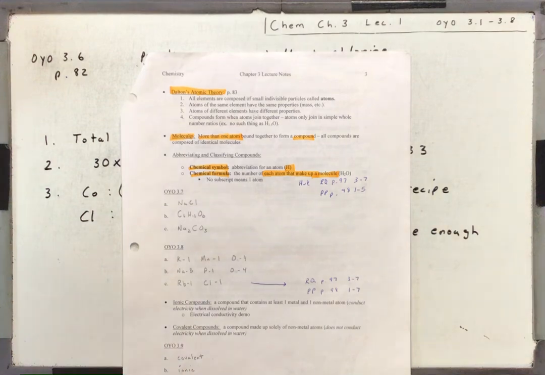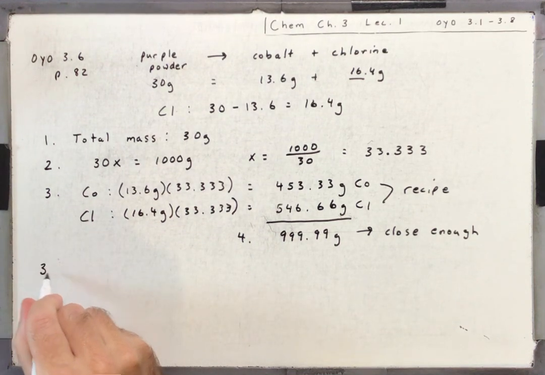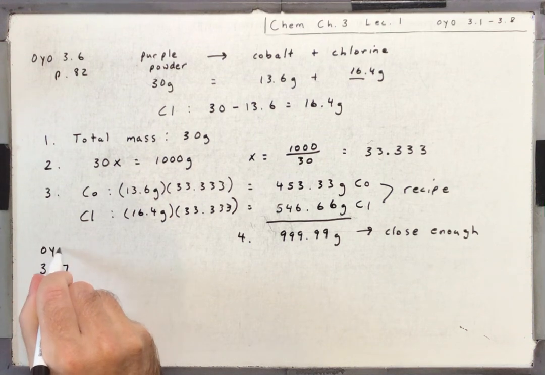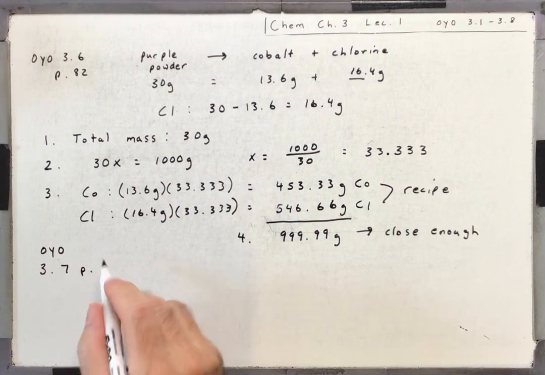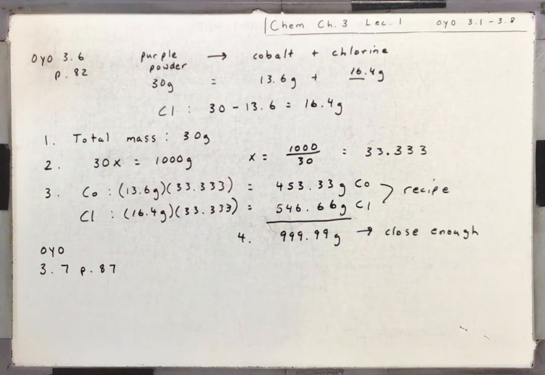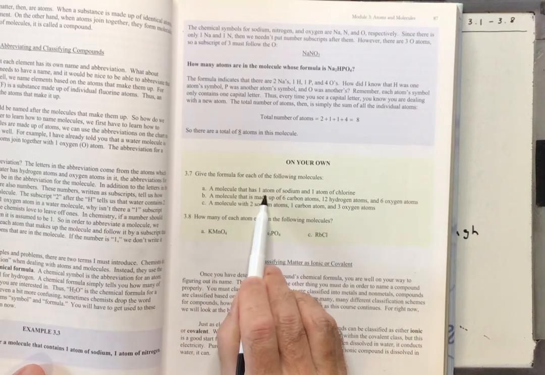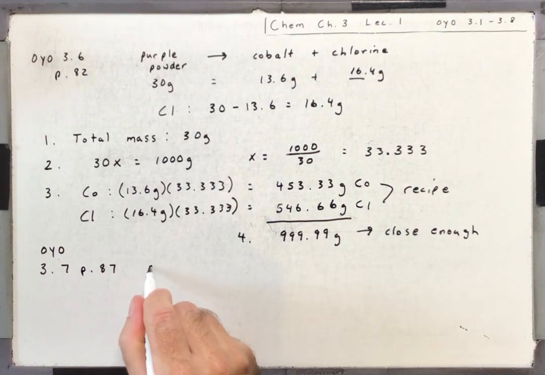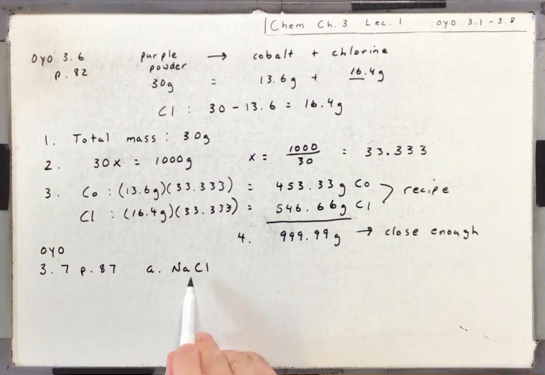Okay, so let's work 3.7 and 3.8 real quick. I don't think you'll find this to be very difficult. And this is on, flipping over, we're on page 87 for both of these. All right, so 3.7 says, give the formula for each of the following molecules. For A, we have a molecule that has 1 atom of sodium, 1 atom of chlorine. Okay, so that formula is going to be just NaCl.